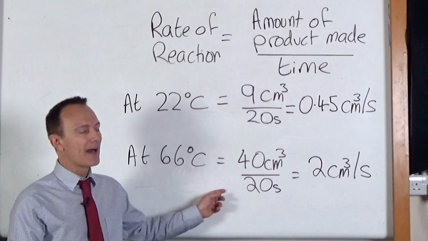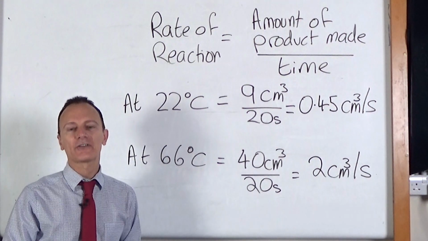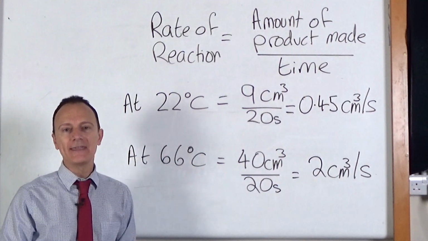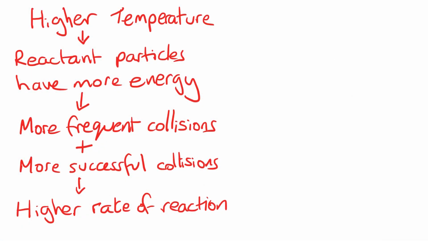So we can see at the higher temperature we've got a faster reaction, or in other words a higher rate of reaction. We're now going to see why that would be by explaining it in terms of collision theory. When I heated up the acid, the increase in temperature gave the particles more energy. That meant they were moving around a lot quicker, so there were more frequent collisions, and there were also more successful collisions because more of the reactant particles had the required activation energy. So more frequent collisions and more successful collisions mean a higher rate of reaction at the higher temperature.